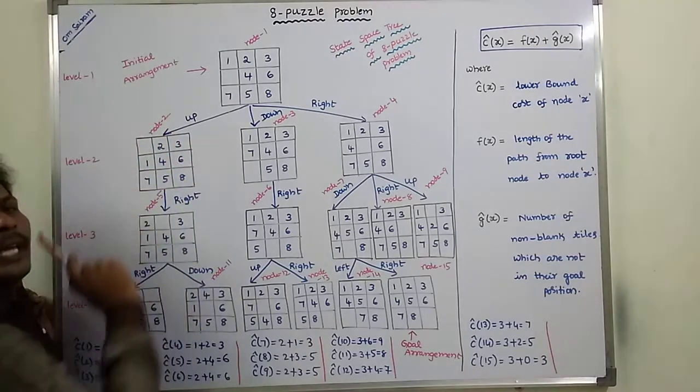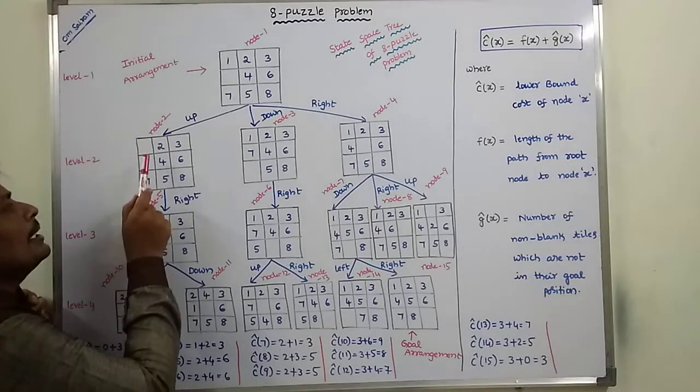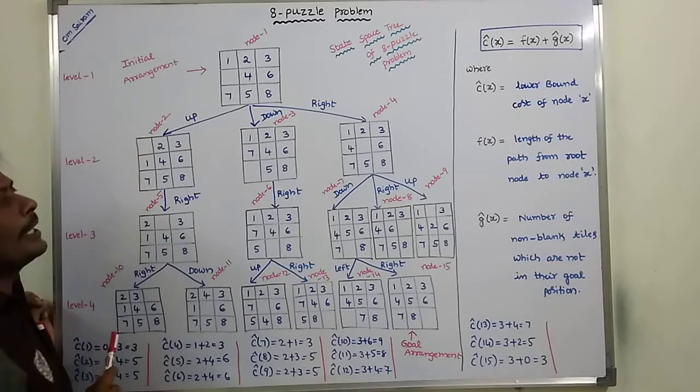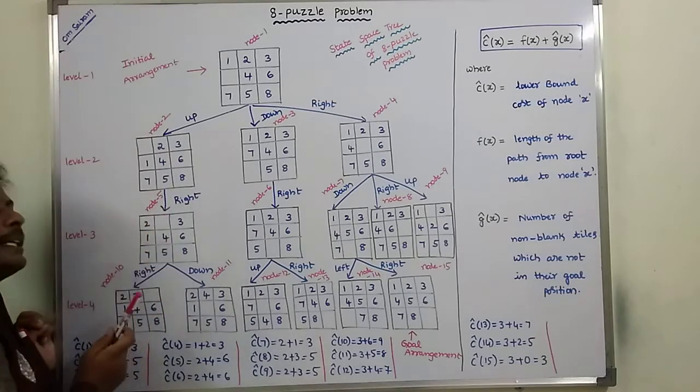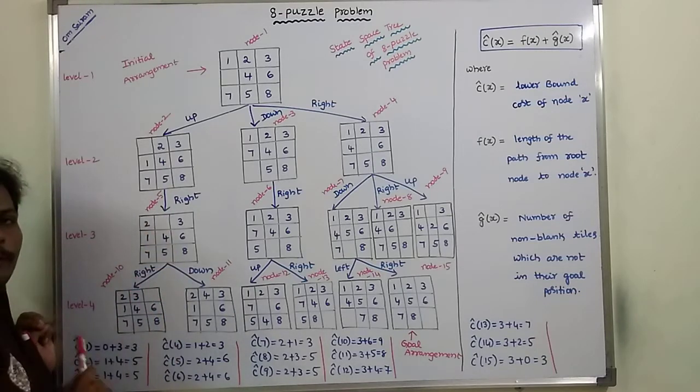The parent node we are getting. So because of that reason, left direction cannot be taken into consideration for node 2. Next, what are the remaining directions? Only right and down.